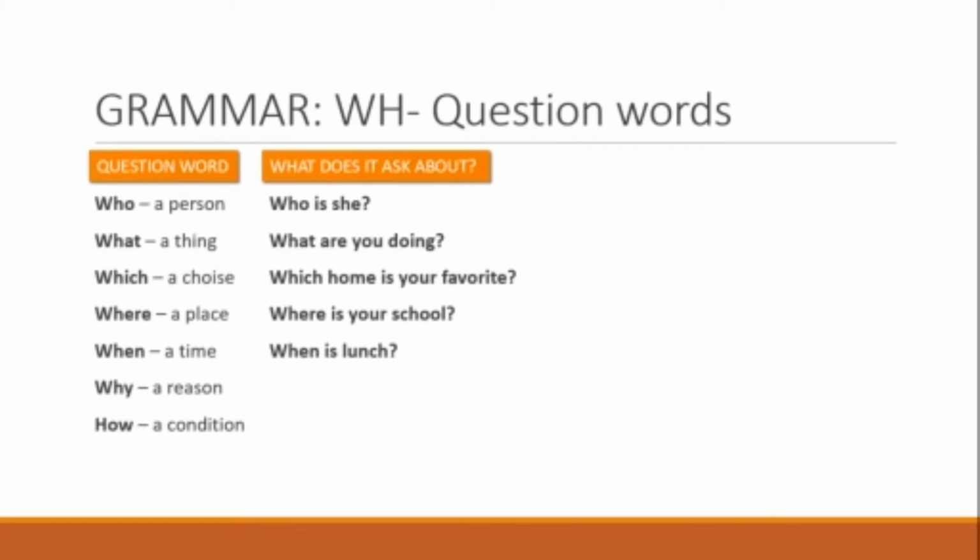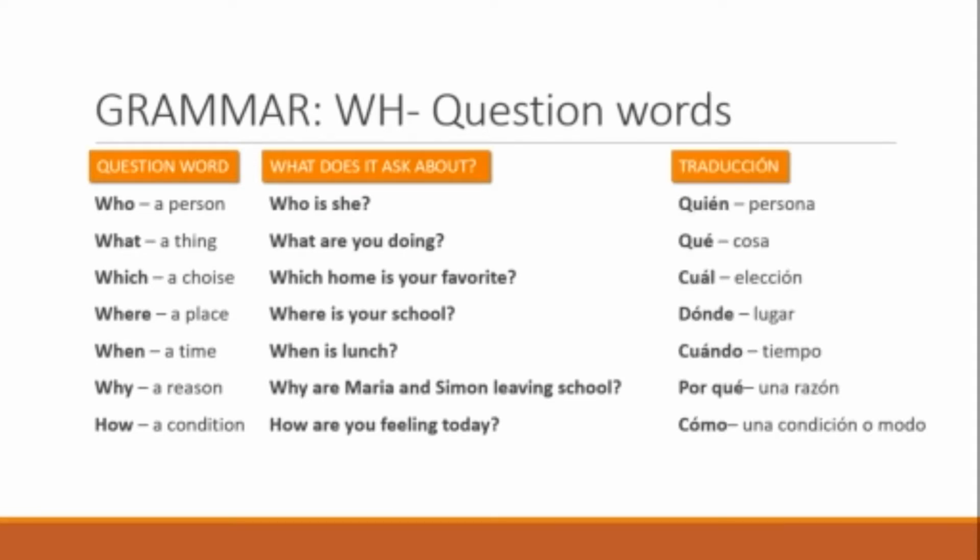When is lunch? We're asking about time. Why are Maria and Simon leaving school? We're asking about a reason. Why? And our answer should be because, and then we say our answer. How are you feeling today? We're asking about a condition. The Spanish translation for these question words is the following, and you can see them in here. But in general, we have to identify what are we going to ask about.